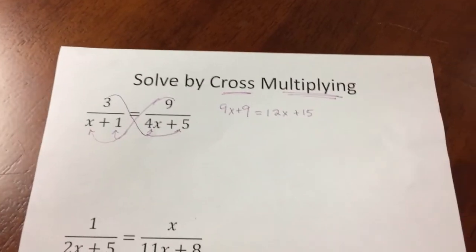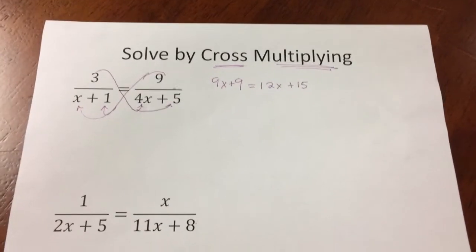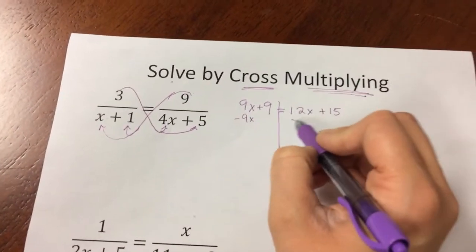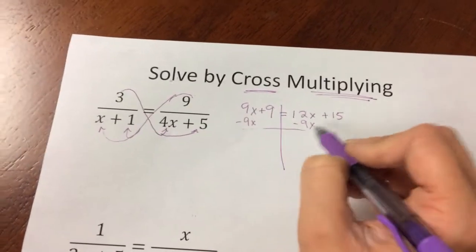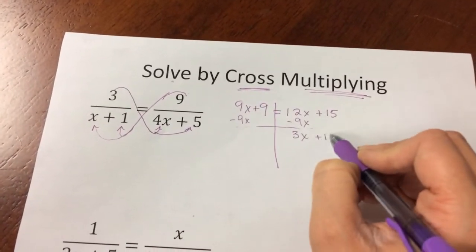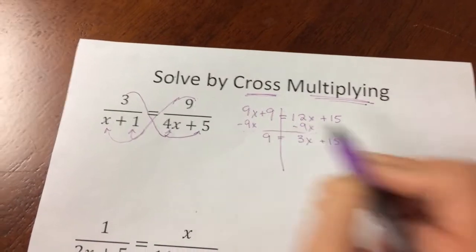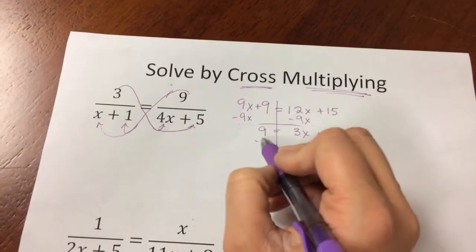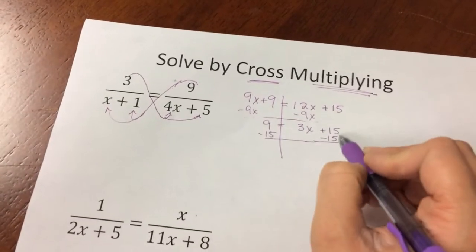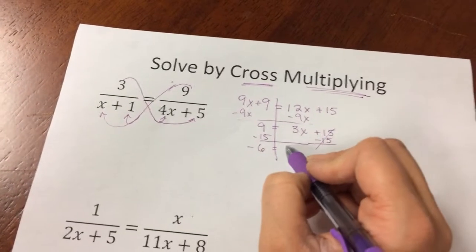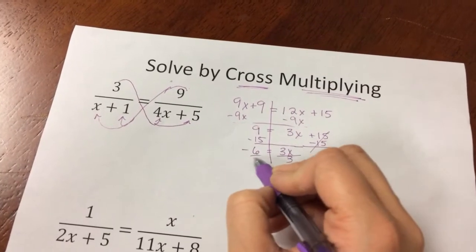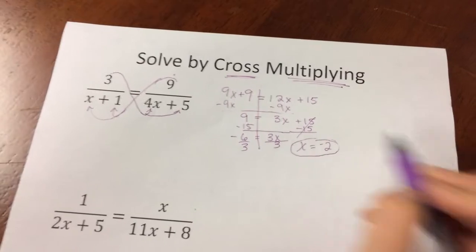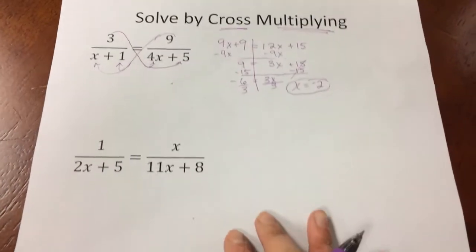Now at this point this is going to work just like solving a regular equation, like we're back in Algebra 1. We want to get our x's together, and then isolate our variable x. So I would subtract 15, divide by 3, and I would get x equals -2 as my solution to this rational equation.